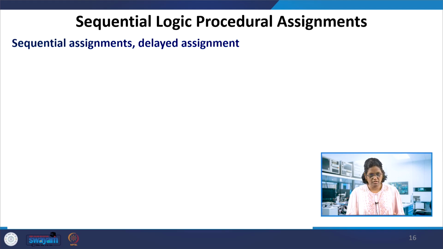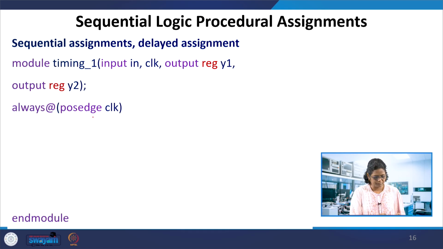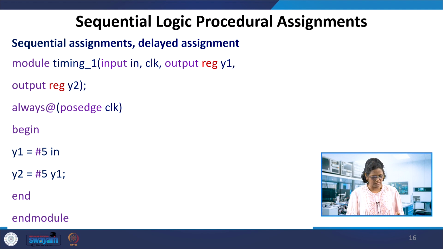Now if we have the same sequential logic, sequential assignments with delayed assignment, taking the example and just changing them from immediate assignment to #5. Here it is also with #5. So this is an intra assignment delay. With this intra assignment delay, the input is sampled at the passage of the clock, evaluated, and assigned after 5 time units, and then y1 gets the value, and y2 as well.